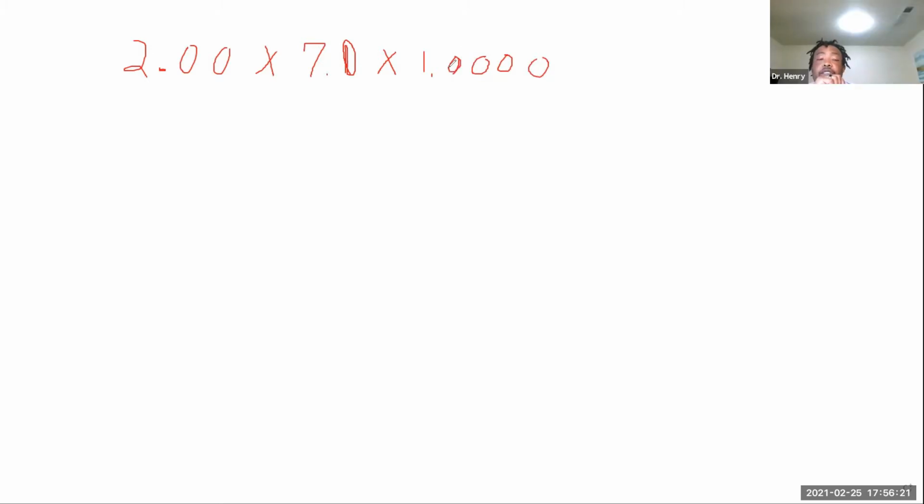So now for multiplication, we do something a little bit different. All we do is we take the number that has the smallest number of significant figures, and that's going to be our number of significant figures. Now, which one of these has the smallest number of significant figures?